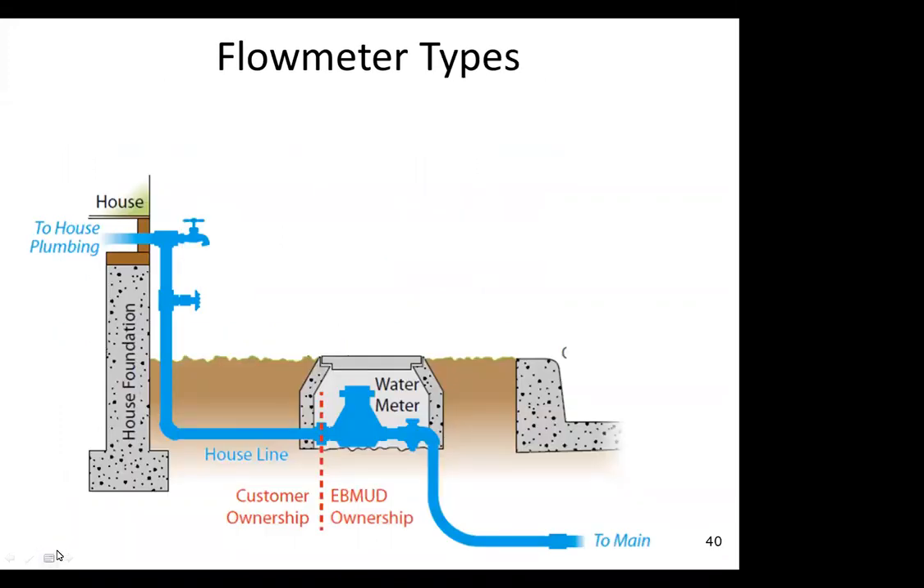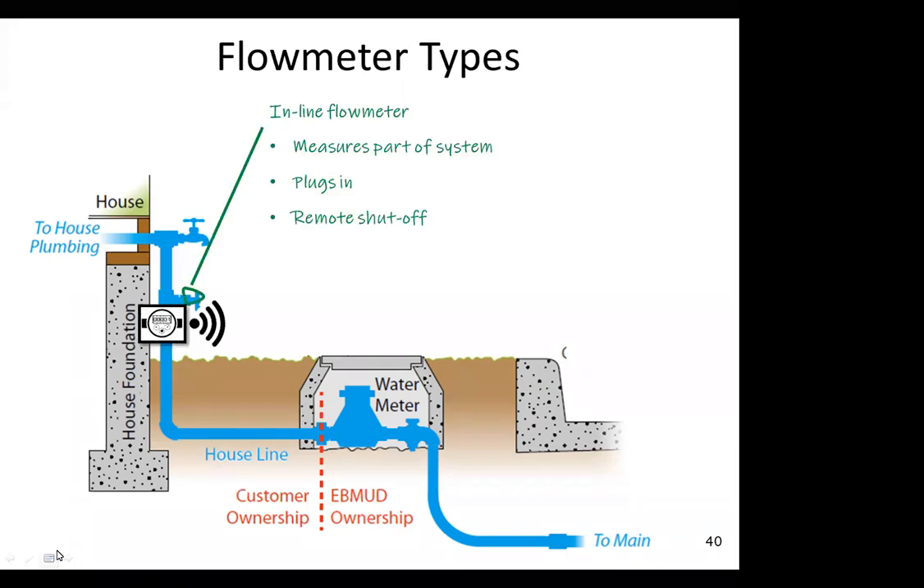So here in this picture, we have the same picture of the infrastructure at your property, including your house line and the EBMUD meter. One option is to get an inline flow meter. The inline flow meter will measure part of the system. As you can see, it's installed in this picture near the house. These devices generally do need to be protected from the elements, and the inline flow meters typically are plugged into an electrical source as well.